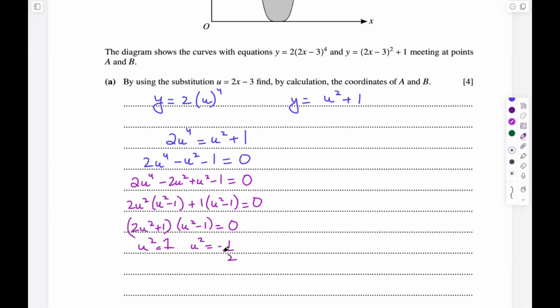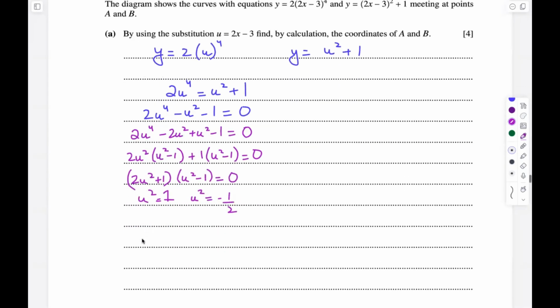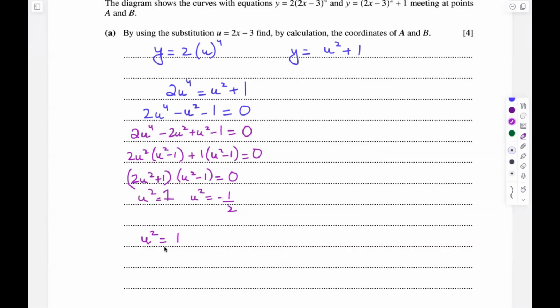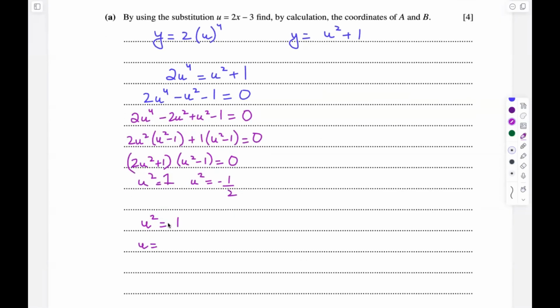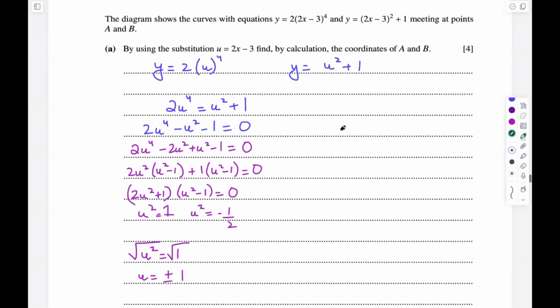As we can't find the square root of a negative number, u squared will be 1, and taking the square root on both the sides, the value of u will be plus minus 1. Once we have the value of u, we can find the value of x.